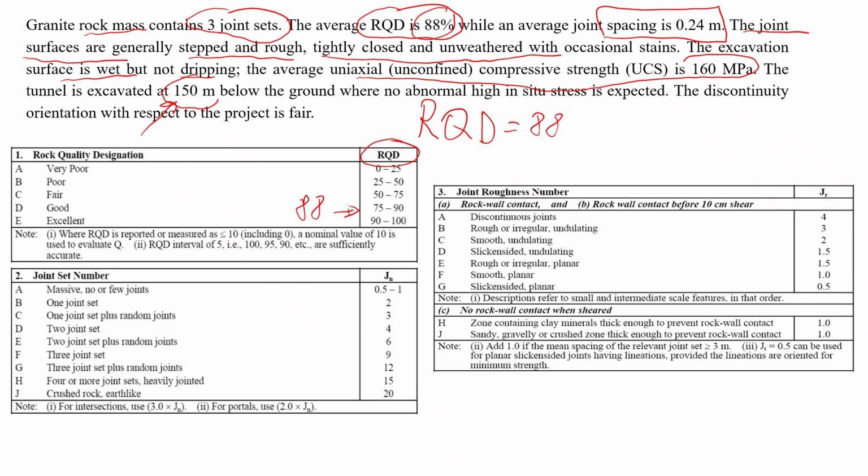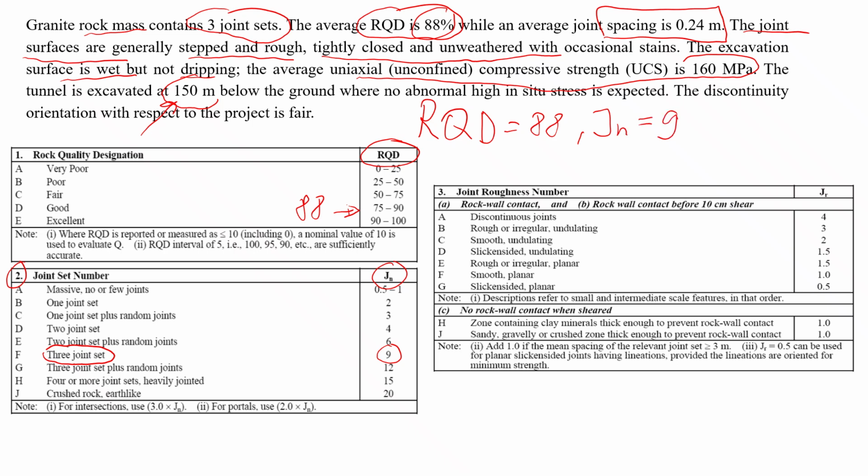Okay, next one will be joint set number. So number 2, this one, J with a small case n. That stands for number. So we know that we have 3 joint sets, and that's it, right? So 3 joint sets here. That will give us a number of 9. So I'll write down here that this value is equal to 9.